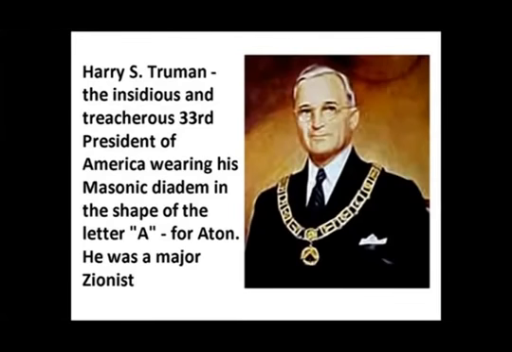Here we see the President Harry S. Truman, the insidious and treacherous 33rd President of America, wearing his Masonic diadem in the shape of the letter A for Aton. Of course, Truman was a major Zionist and one of the most perfidious creatures to ever appear in American history.